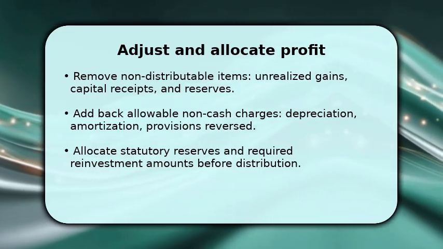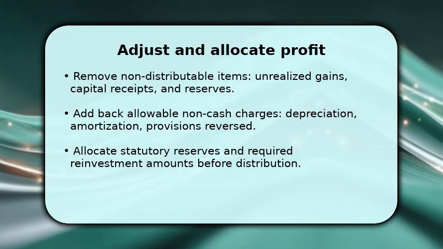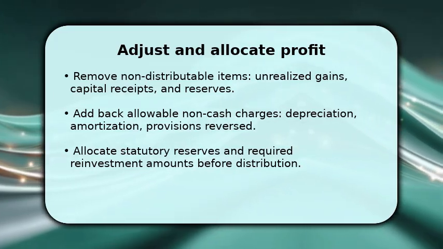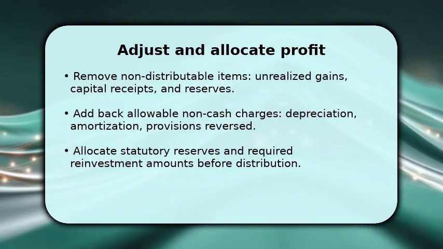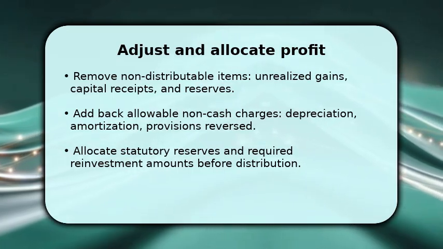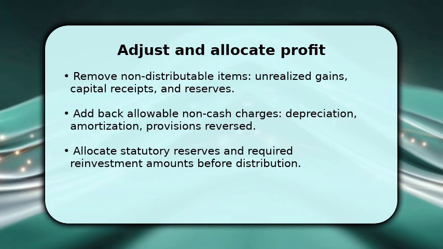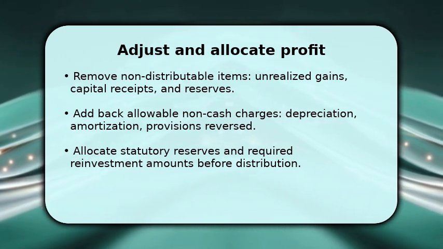Next, allocate mandatory reserves and set aside amounts required by law or your articles. This reduces the distributable pool but protects creditors. Once allocated, compute the net amount left that can be divided among stakeholders.